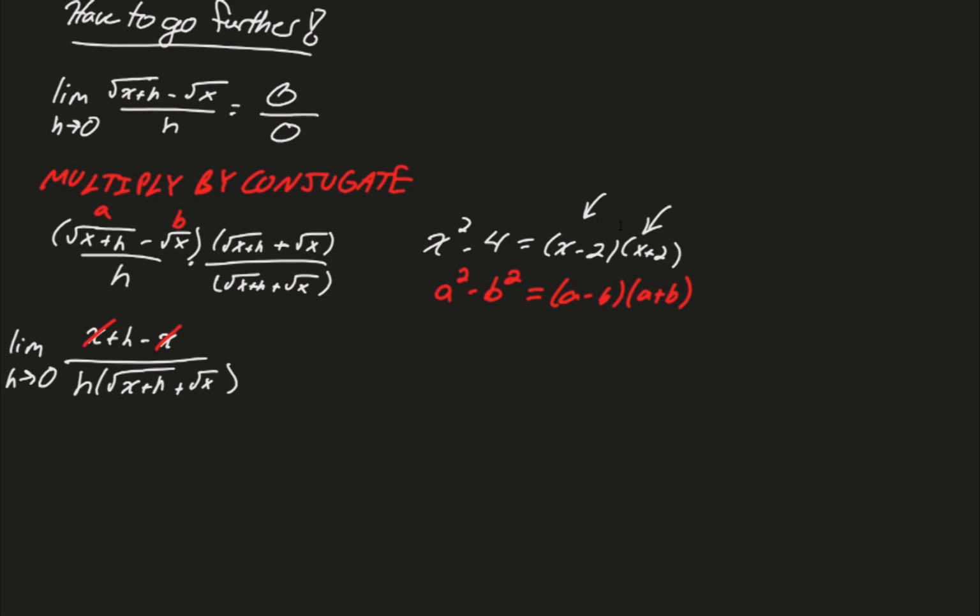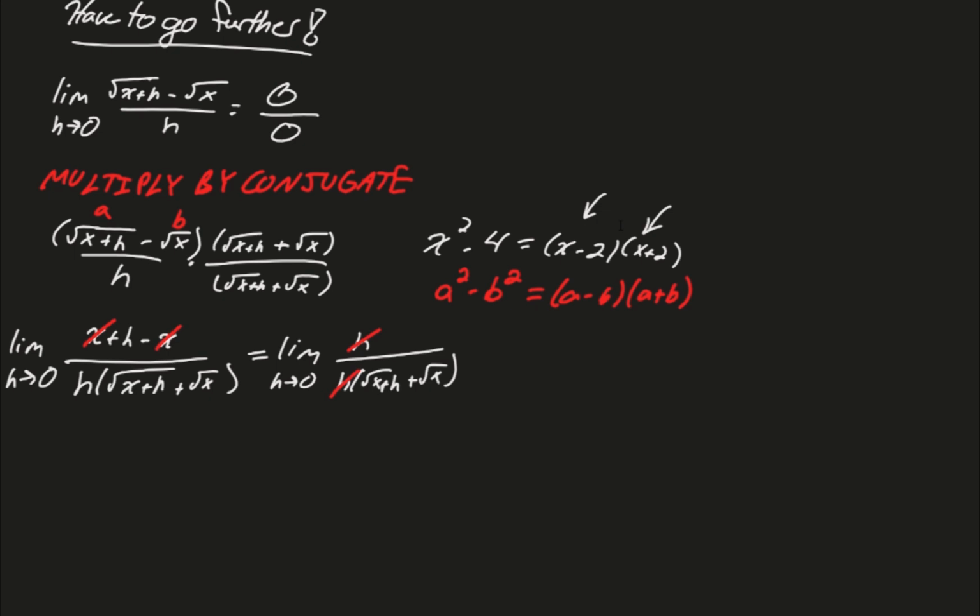So now that we have this cancellation here, it gets a million times less complicated, because now we end up with this: the limit as h approaches 0 of h divided by h times the square root of x plus h plus the square root of x. So we should see immediately that there's another cancellation, and that's going to be those h terms. These guys cross right out.